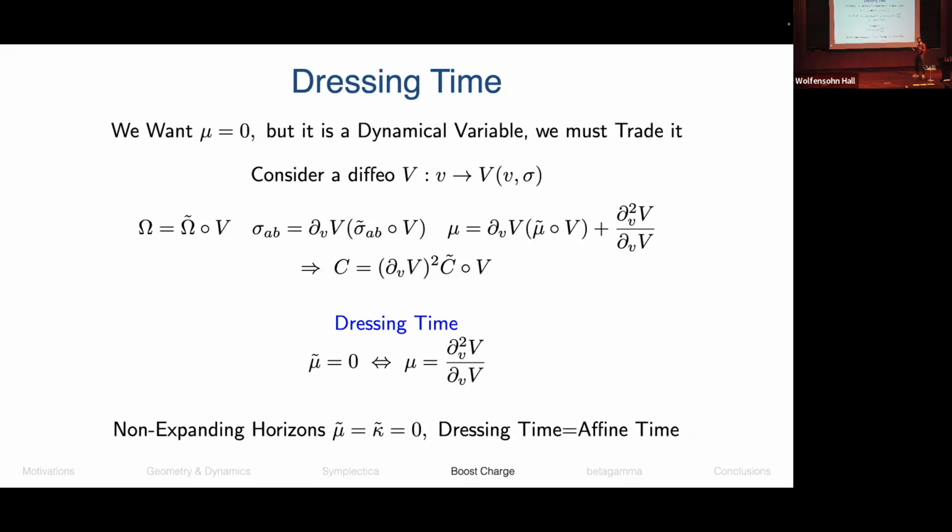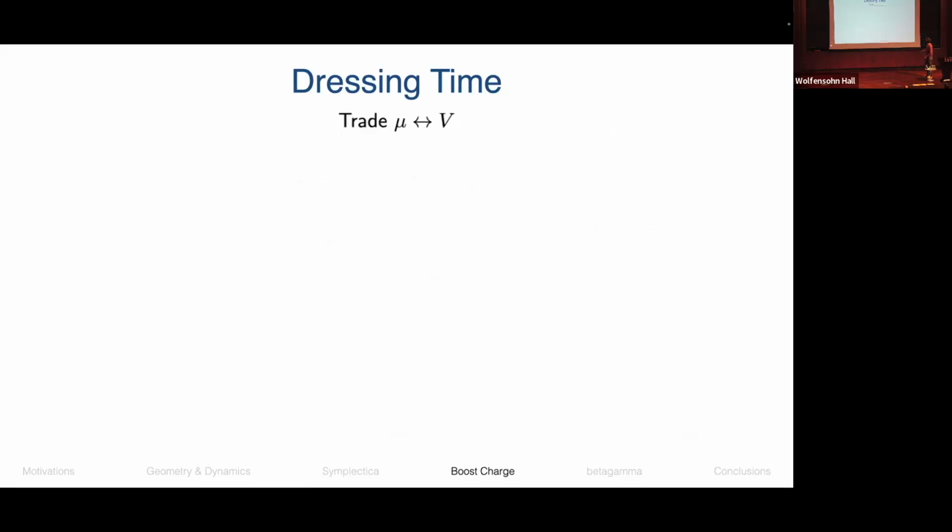But on generic null hypersurfaces, this notion of time is different from the affine time, because I'm setting kappa plus theta half to 0 and not kappa to 0. Okay? Good. Now, as I was saying, we trade the mu with V. So we render V part of the phase space. So this was our canonical symplectic 2-form.